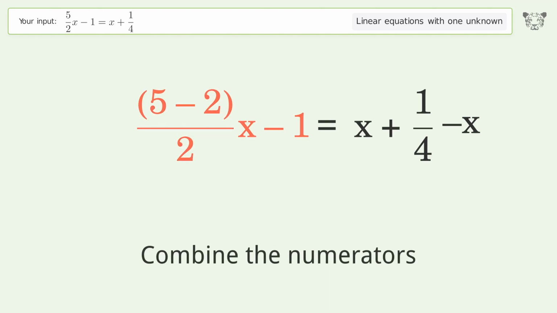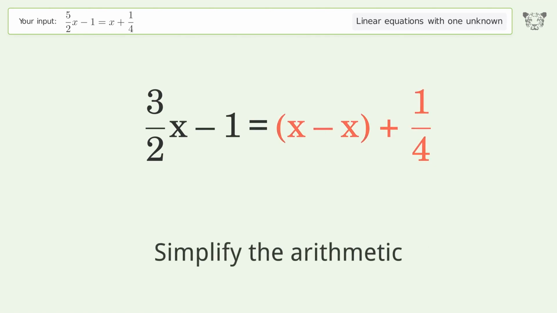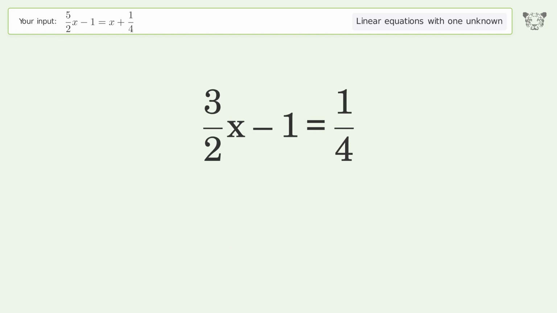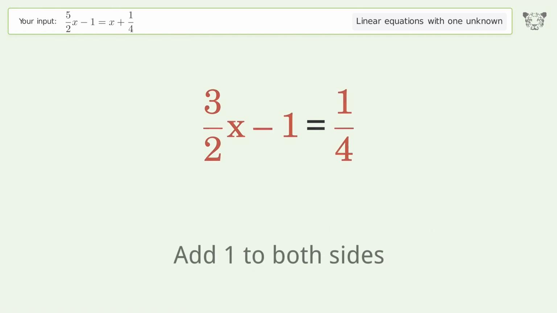Combine the numerators. Group like terms. Simplify the arithmetic. Group all constants on the right side of the equation. Add 1 to both sides.